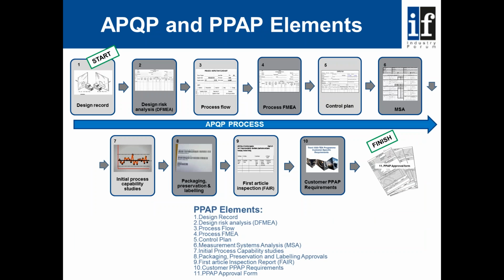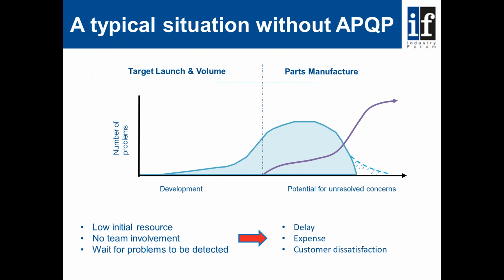If we consider then that APQP is a process, and we follow this process, then the 11 PPAP elements that are required by AS9145 will have been covered. So I think one of the themes for today is that if we follow the APQP process, pretty well everything we require for PPAP will have been achieved.